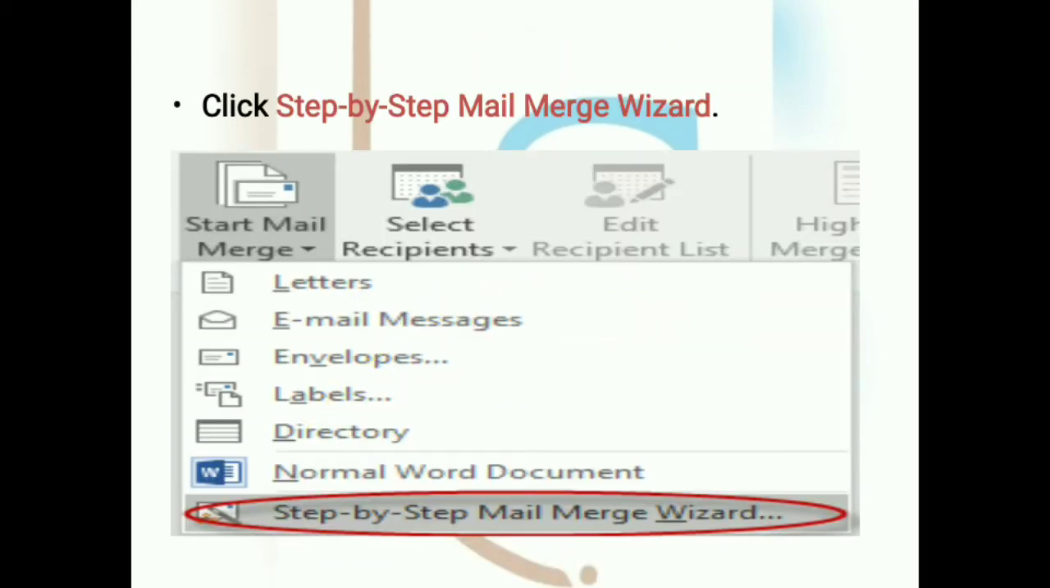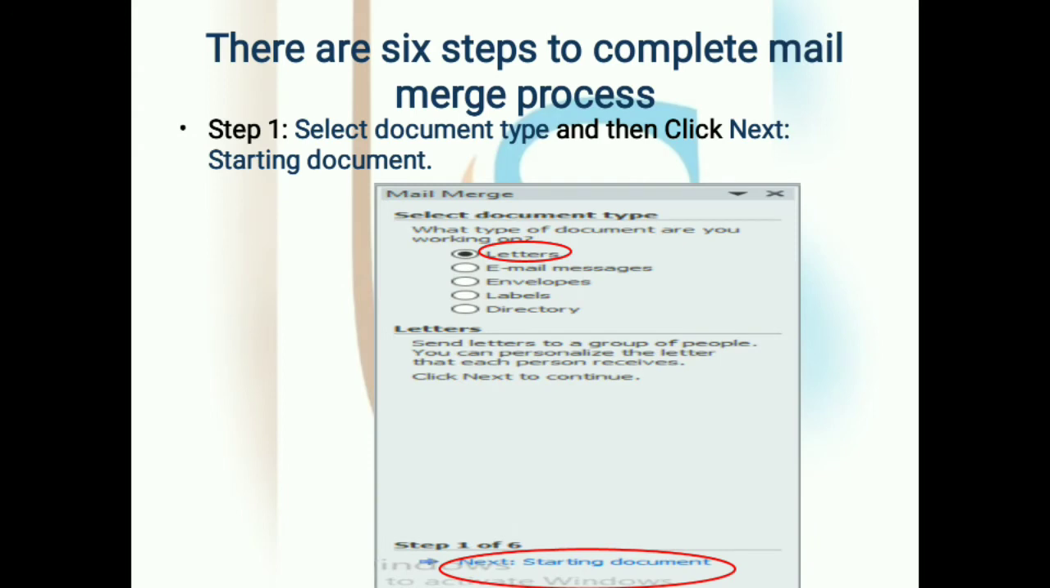When we click on Start Mail Merge, you can see here in this diagram, the last option is Step by Step Mail Merge. We just click on this option. There are basically 6 steps to complete the mail merge process. For this process it will take 6 steps to do it. Now firstly we are talking about step number 1. After clicking on Step by Step, the steps will start.